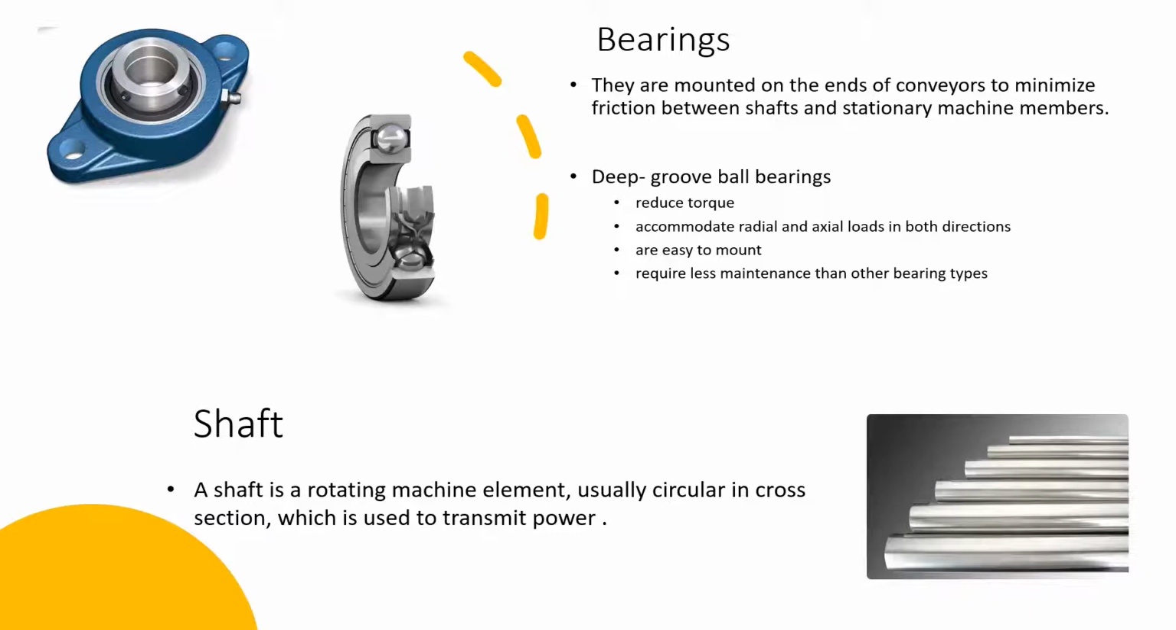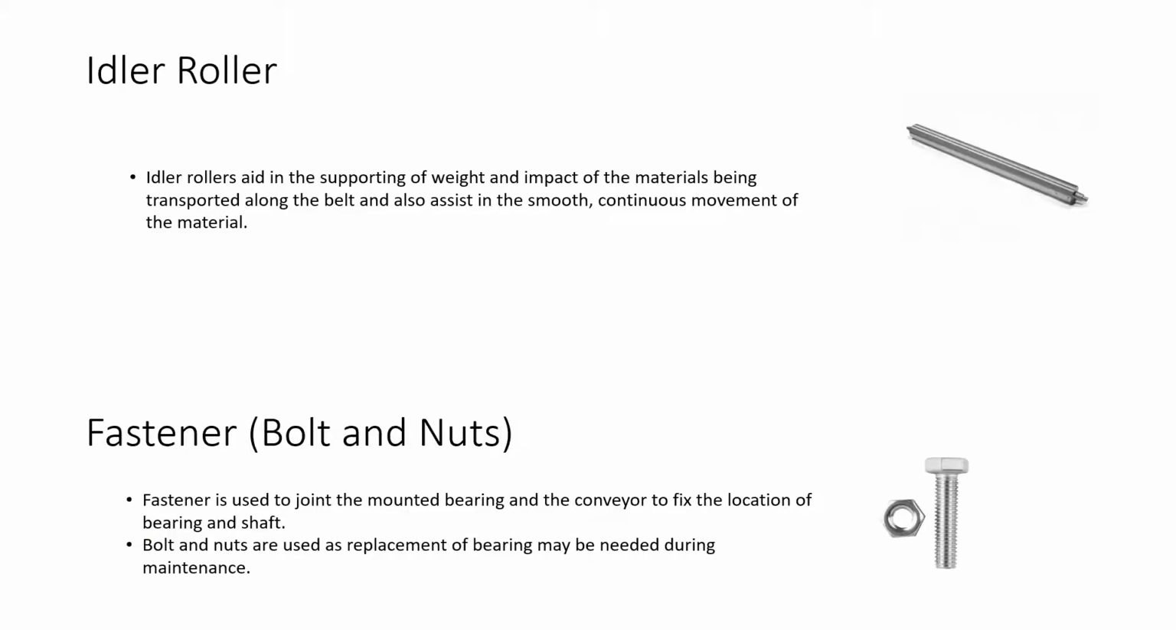And the next machine element is shaft. So shaft is a rotating machine element, usually circular in cross section, which is used to transmit power. Idler roller can be found at the middle section of the conveyor system. So idler rollers aid in the supporting of weight and impact of the materials being transported along the belt and also assist in the smooth, continuous movement of the material.